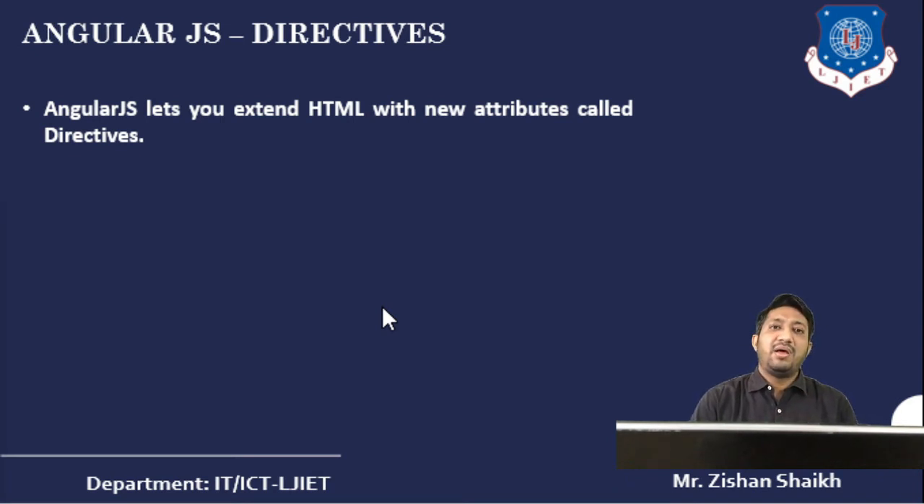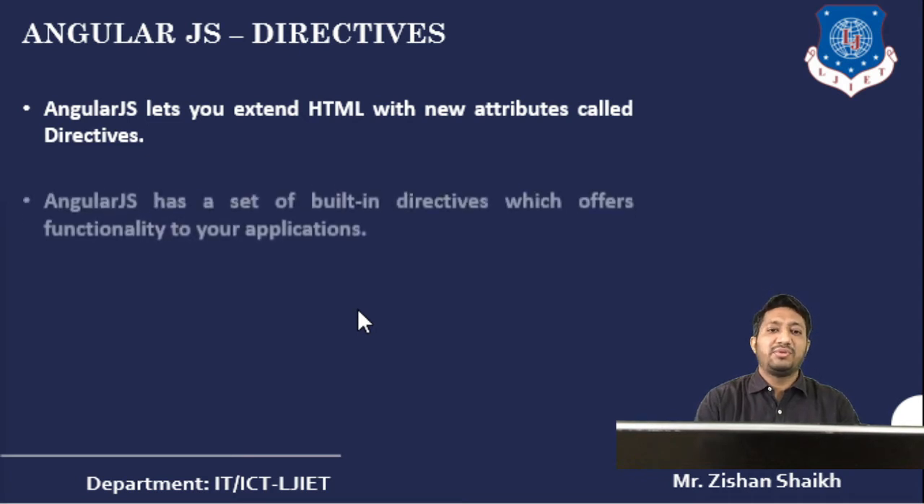For example, we are creating forms. If we want to extend a form element in AngularJS, how can we do that? With the help of directives. Or if we are using a paragraph tag and want to extend some AngularJS functionality in it, how is that possible? With the help of directives. So AngularJS extends HTML with new attributes, and these are called directives.